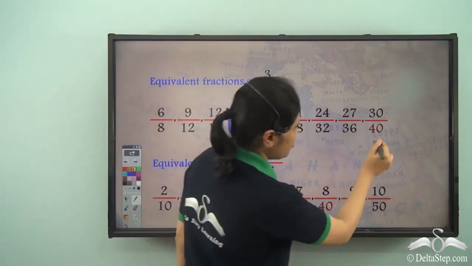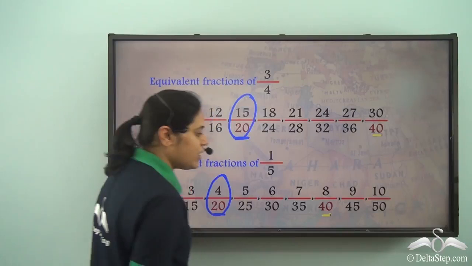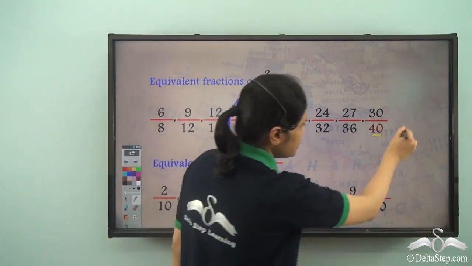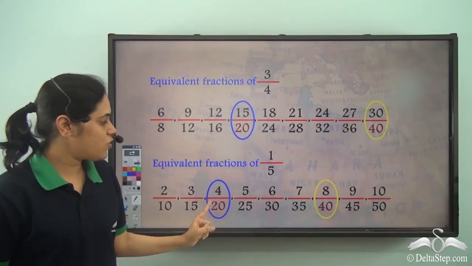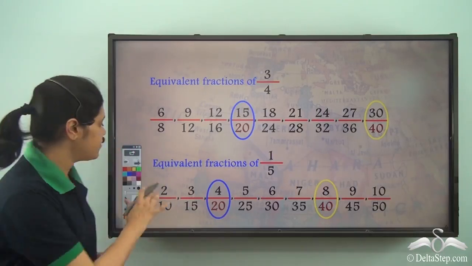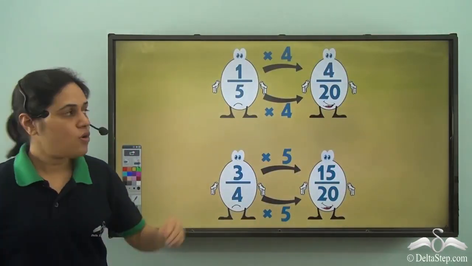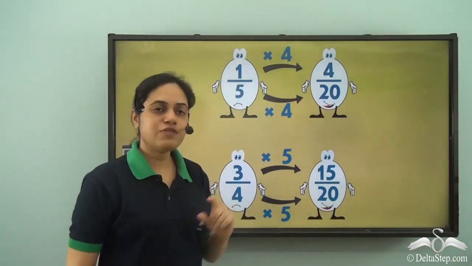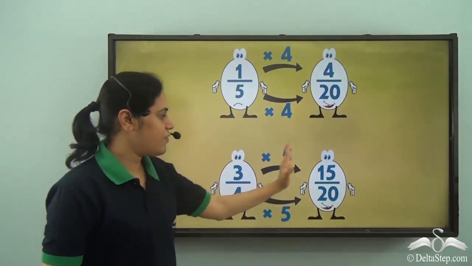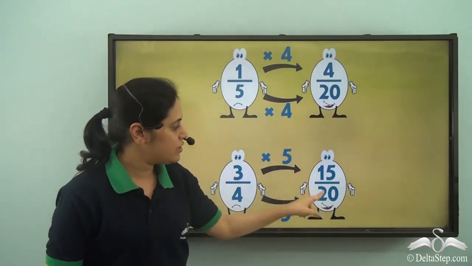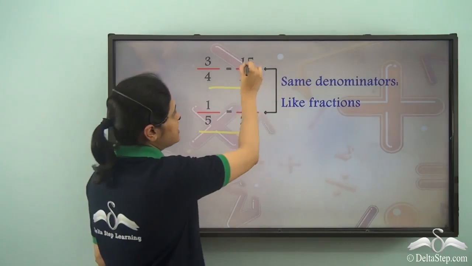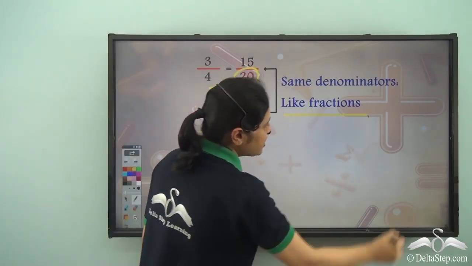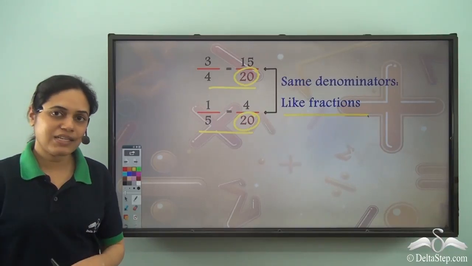Once again, the denominator here is 40 and the denominator here is 40. Now this is equal to 3 by 4 and this is equal to 1 by 5. So these two are like fractions. So 1 by 5's equivalent fraction is 4 by 20 and 3 by 4's equivalent fraction is 15 by 20, with the same denominator. So these two are equal and these two are equal. Also they have the same denominators. So they are like fractions. Hence they can be added as well.